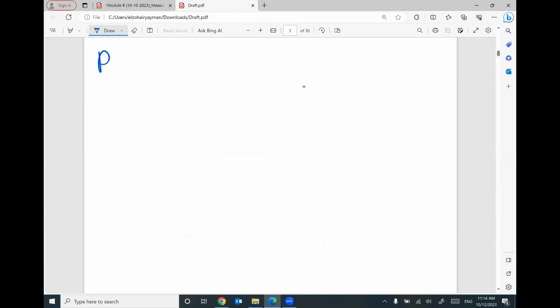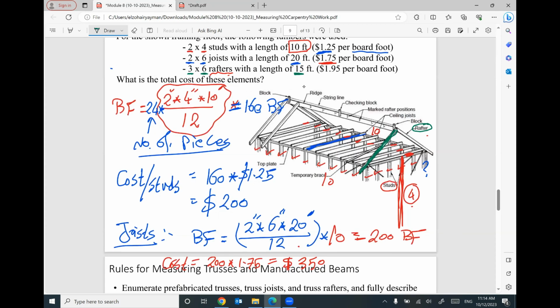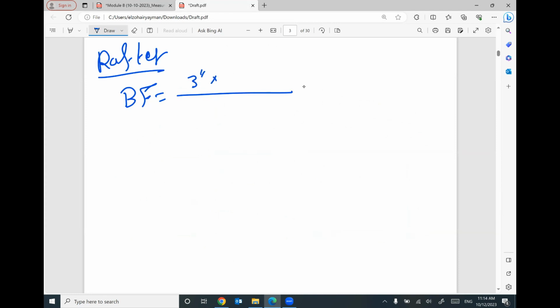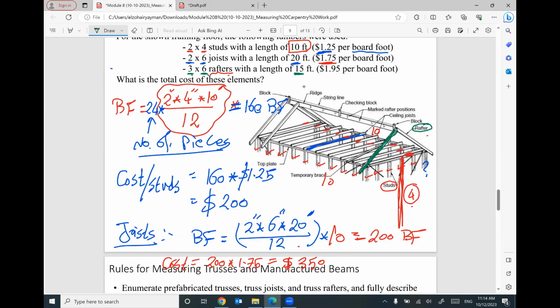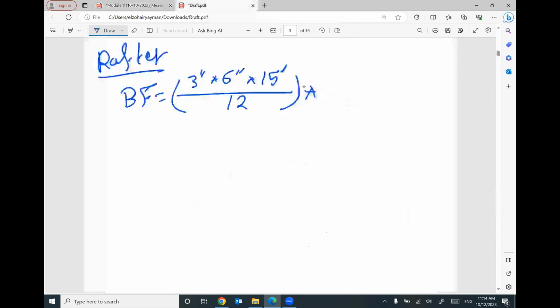So for rafter, how much board foot? You said 3 by 6 by 15. 3" by 6" by 15 feet divided by 12. This is how much board foot in one piece. How many pieces do we have? I think we have 20. 10 from this side and another 10 on the other side. So it will be 20 pieces.